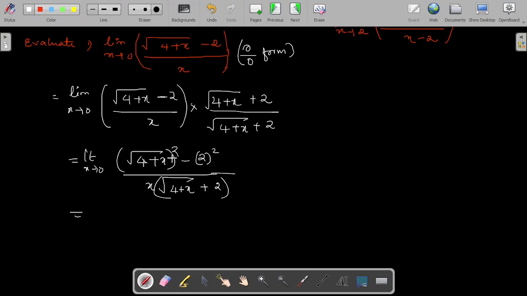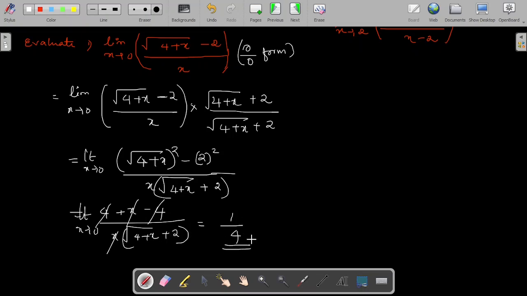The square root and square cancel. So 4 plus x minus 4, limit x tends to 0, divided by x into square root of 4 plus x plus 2. Minus 4 plus 4 cancels. Apply the limit x tends to 0. So x also cancels, otherwise you will get 0 by 0 form again. Now apply the limit. Square root of 4 plus 0 is square root of 4, that is 2. 2 plus 2 is 4. So the answer is 1 by 4.